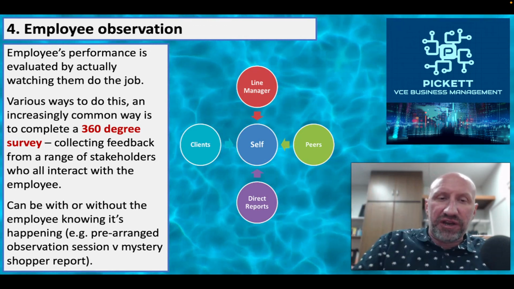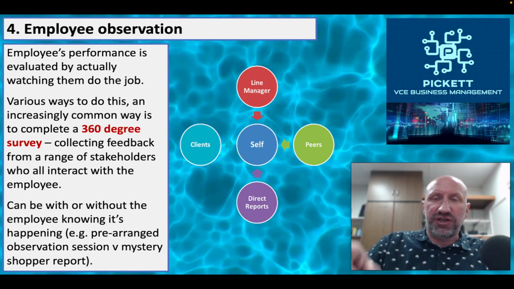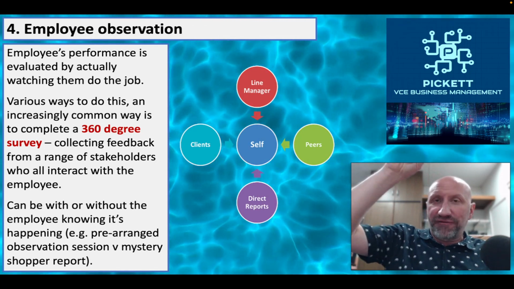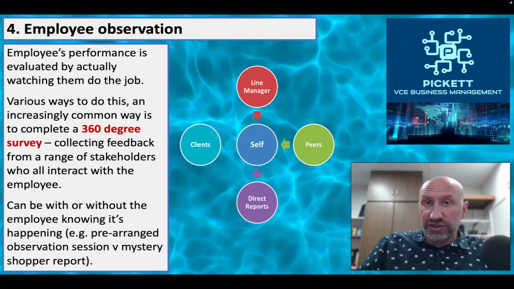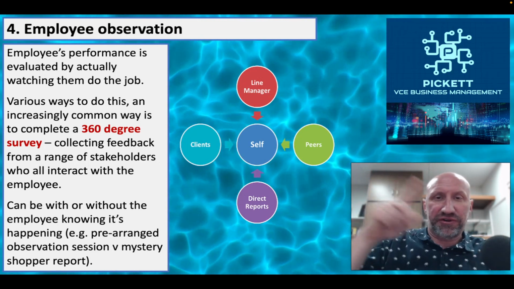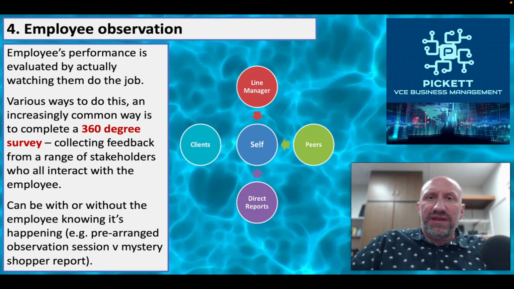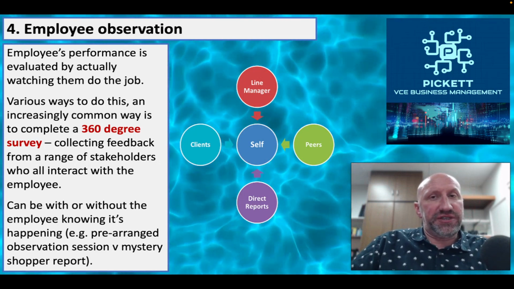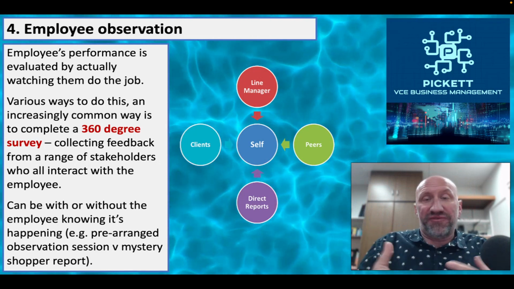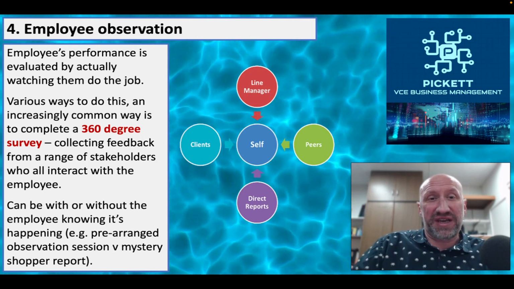So that's why it's called a 360-degree survey, because you're collecting from people that work above them, below them, and to the side of them. So get this idea of 360 degrees. Now, if you think about that, that is a lot of different types of opinion from a different range of different stakeholders.